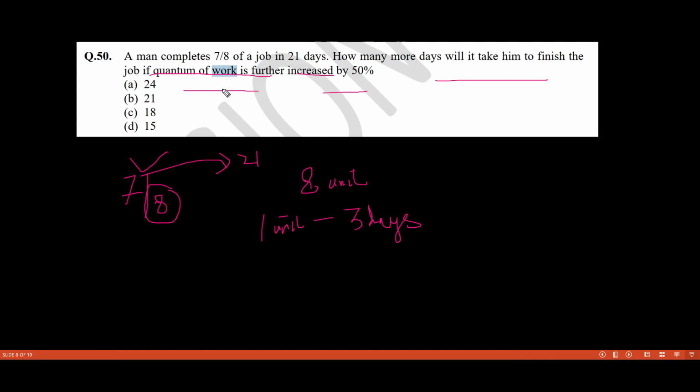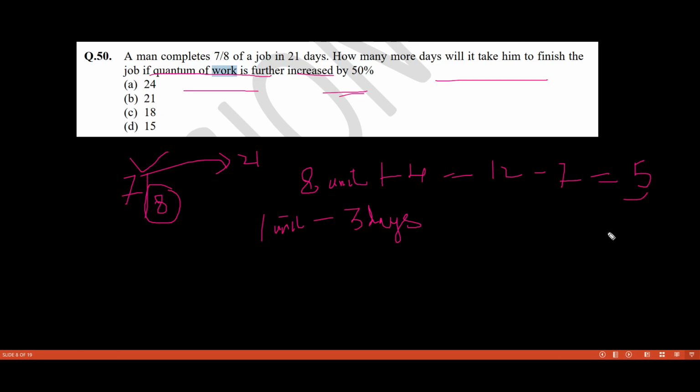Now the question says, how many more days will it take him to finish if the quantum of the work is further increased by 50%? So increase the quantum of the work by 50%, that becomes 4, so that becomes 12 units. Now this 12 units of work has to be completed, but the 7 units had already been completed, so you subtract 7 and get 5 units.